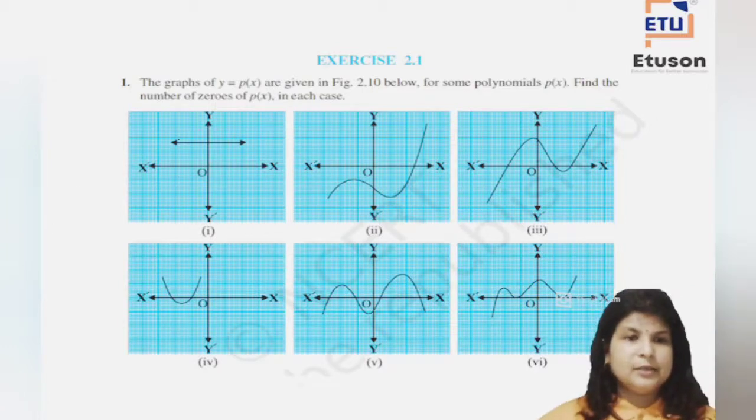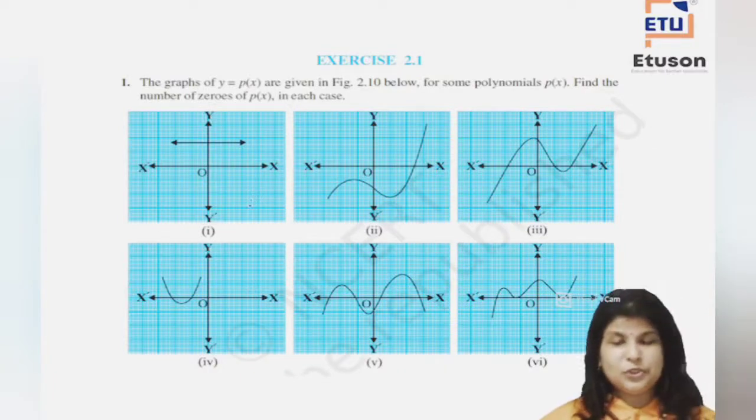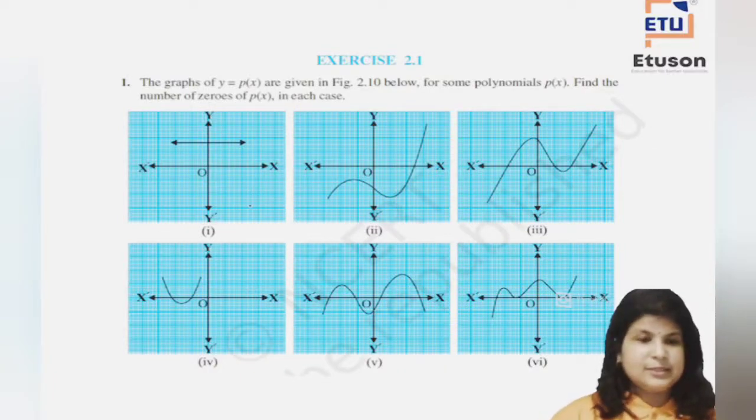First case. So this is the p(x), right? At what point is it intersecting the x-axis? Is it intersecting the x-axis? So p(x) is parallel to the x-axis. It is nowhere intersecting the x-axis. So how many zeros will it have? It will have 0 zeros of p(x), correct? I'll just write it down on the next page because we don't have space over there.